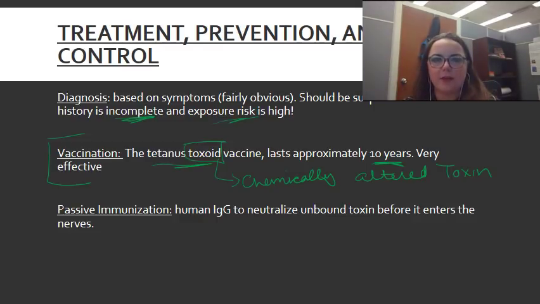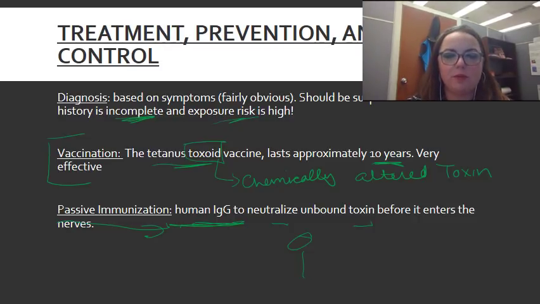Now, let's say you have a patient come in who was walking barefoot through a construction site, and the last time they were vaccinated was 15 years ago. Is vaccinating them enough? No, you're going to want to do a little bit more. So in this case, you're going to use passive immunization. We actually have human IgG that will neutralize the unbound toxin before it enters the nerves. And what you're going to do is give both the vaccine and passive immunization, okay? And you're going to do it at 2 separate spots. So I might give the vaccine in this arm and the passive immunization over here.